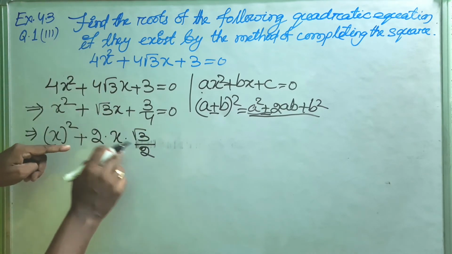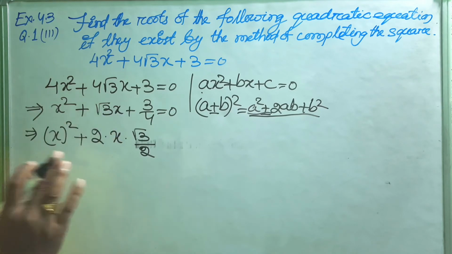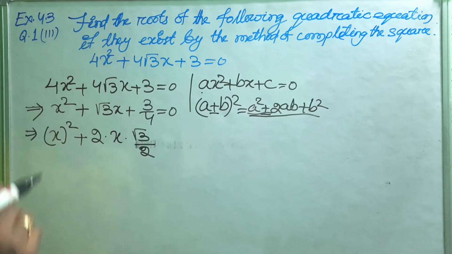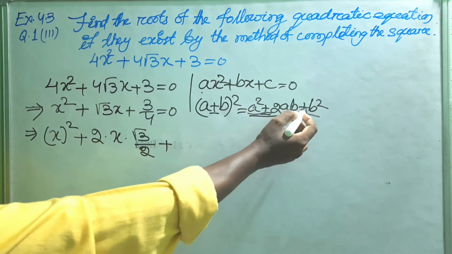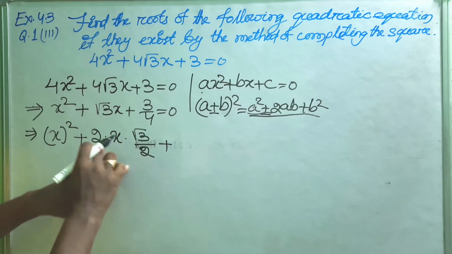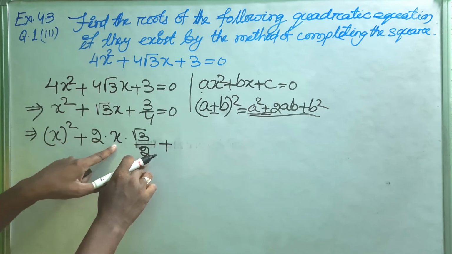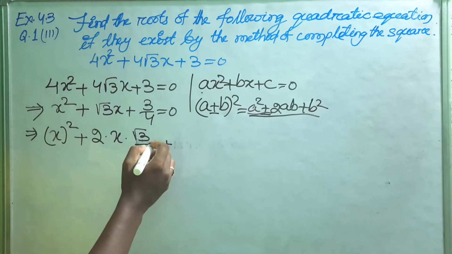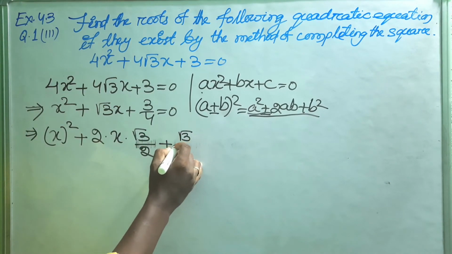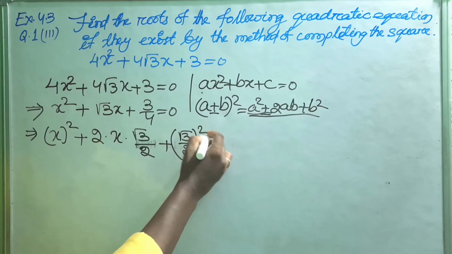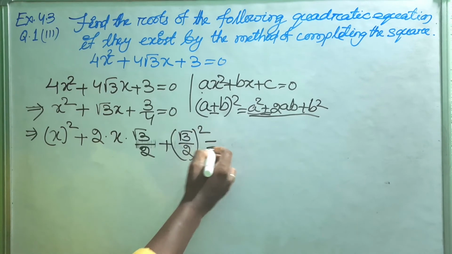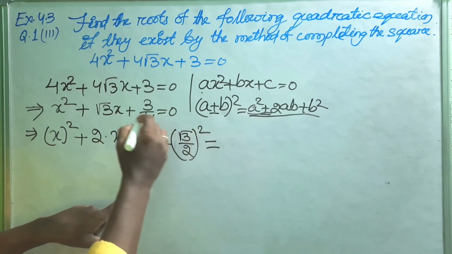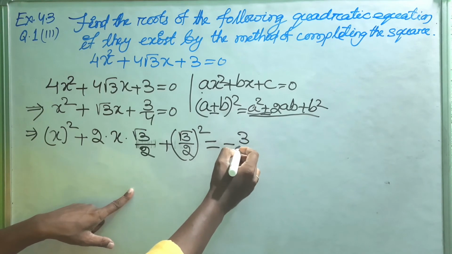Now if you multiply, 2 will be cancelled, so you will get root 3x. So this is the 2ab form. We have expressed this one in 2ab form. Then what we will do? Then we will write b square. So here b is this one, 2ab, a is this one. So we have selected this one as b. So you write b square, that is root 3 by 2 square. Now this is equal to, now plus 3 by 4 is on this side, so you take it to the right side. So it will be minus 3 by 4.